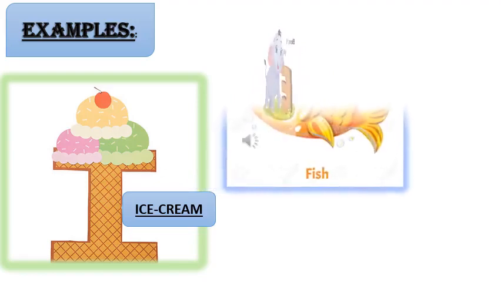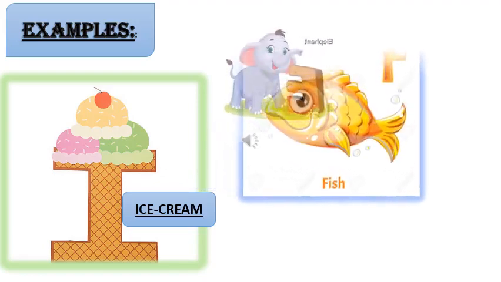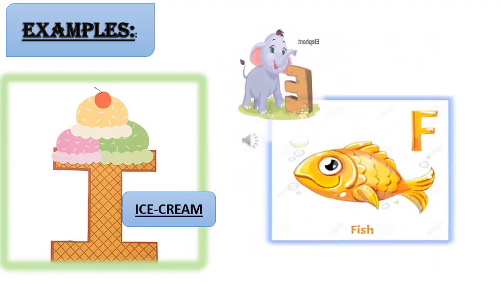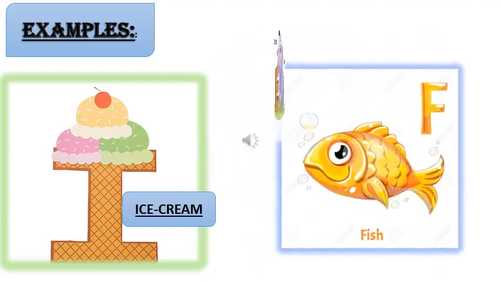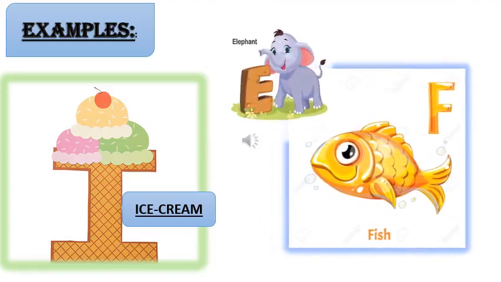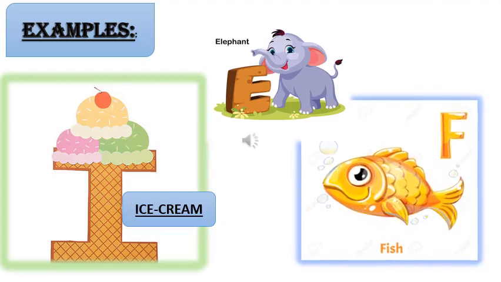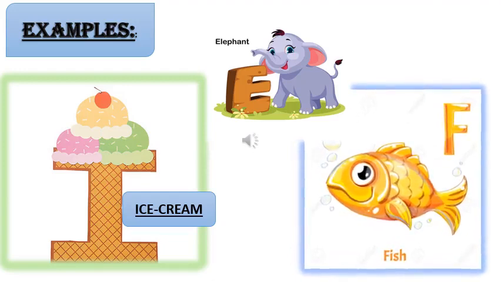Moving to the center, we see one standing line being joined by three sleeping lines at the end, making the letter E. E is for elephant. Now, going towards the right side of the slide, we see one standing line joined by two sleeping lines at the end, forming the letter F. F for fish.